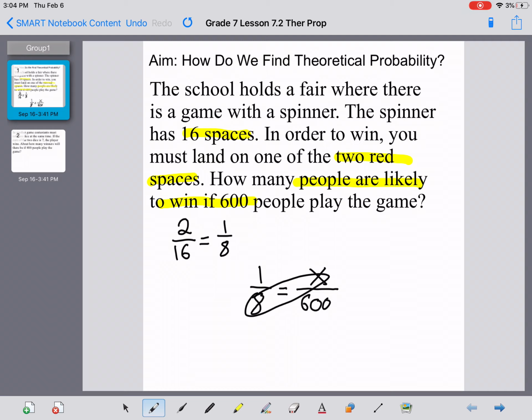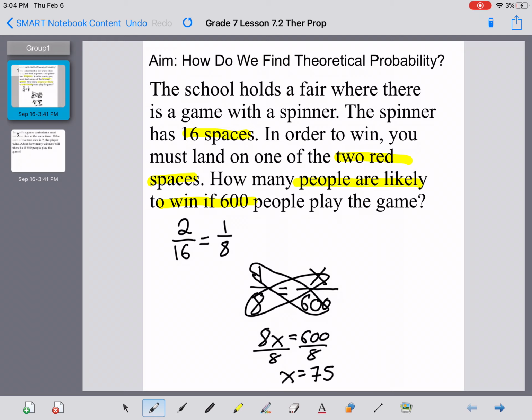So when I cross multiply, 8 times X is 8X. 1 times 600 is 600. I can then divide both sides by 8, and I would get 600 divided by 8 is equal to 75. So there are 75 that will likely win if 600 people play the game.